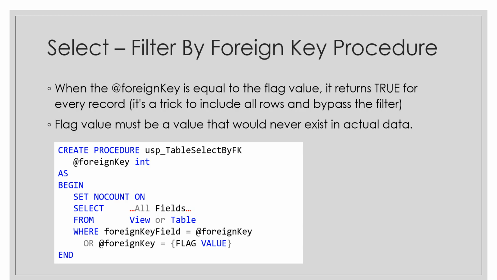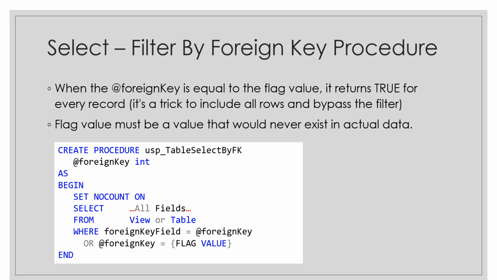Will you ever get a 0? No. So 0 might be useful as a flag value to allow you to use the same procedure to say, no, I want all records. Don't filter by the foreign key. So if you pass in 0 for that foreign key value, this code would return all records and wouldn't actually filter.